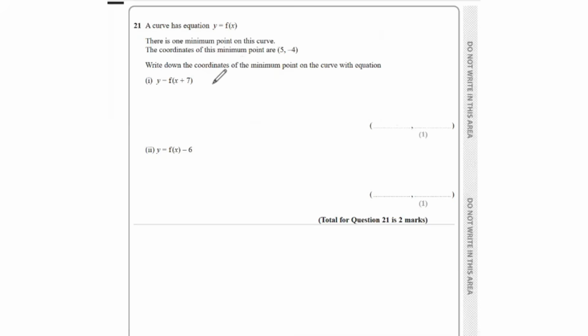That means we have 7 being added to x compared to the original equation. So whenever we're directly adding something to x, that means we're moving that many units to the left-hand side, which means we will move 7 units to the left. X value is 5, so we subtract 7 from 5. That gives us negative 2. So in the first case, your x value is changing. Y value remains the same because we're doing nothing to y. We're just subtracting 7 from the x value.